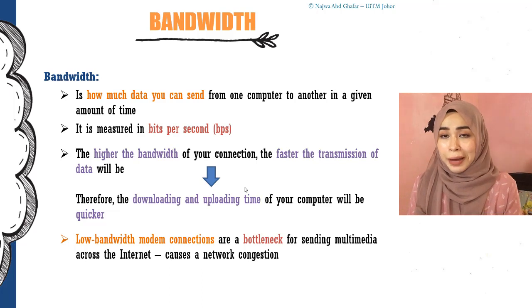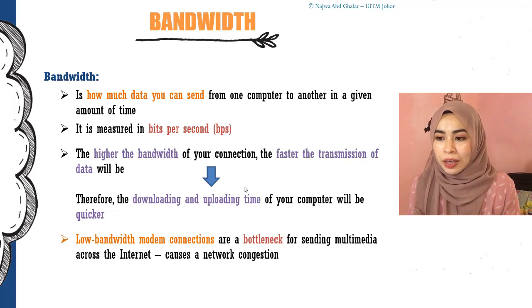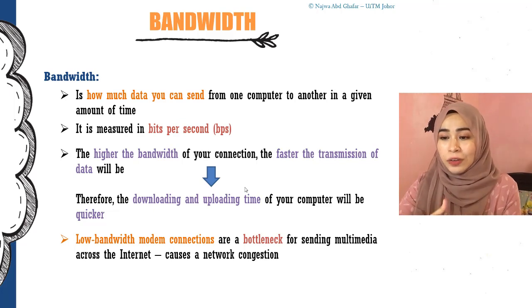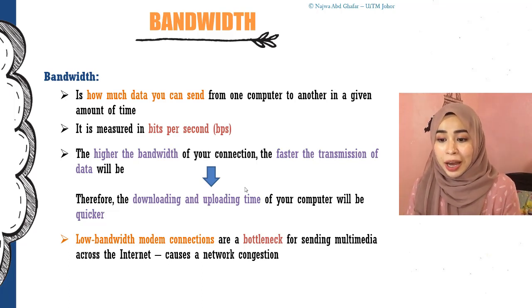Okay, so let's talk about bandwidth. All right, by definition, bandwidth is how much data you can send from one computer to another in a given amount of time. So bandwidth is measured in bits per second, bps. Bandwidth is usually what we refer to as the speed of the internet, because bandwidth specifies how much data that you can send over the network within 1 second. The more data that you can send within 1 second, the faster your speed will be. So that is bandwidth.